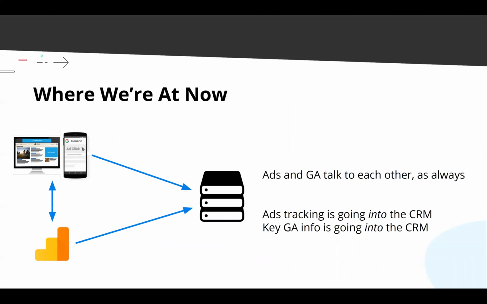Well, ads and Google Analytics always talk to each other. You probably know that. If people are coming to your website and you have GA, you can see where they came from. If it's Google Ads, you can definitely see that. Now we have the ads parameters going into the CRM. We set that up first with all of the parameters in that big script. We also have the key piece of Google Analytics info going into the CRM. That's your client ID. Both of those things are converging into the CRM, into these new fields on every record that's created.